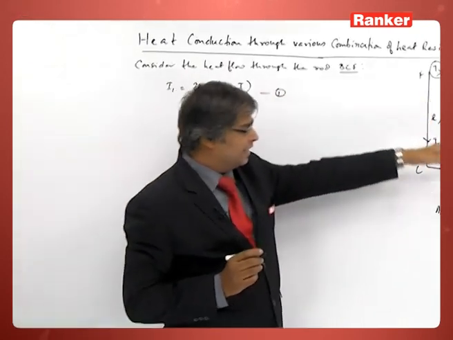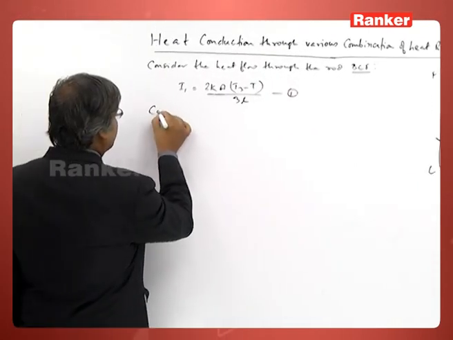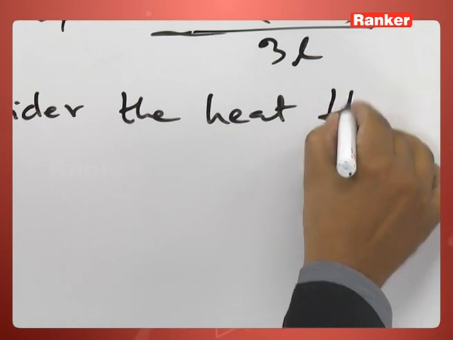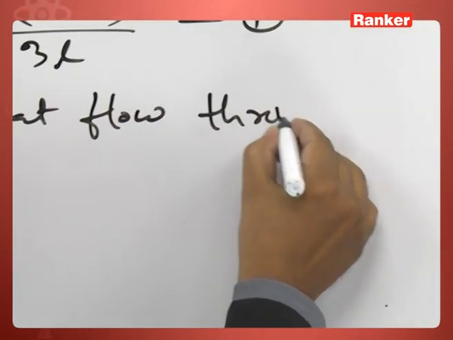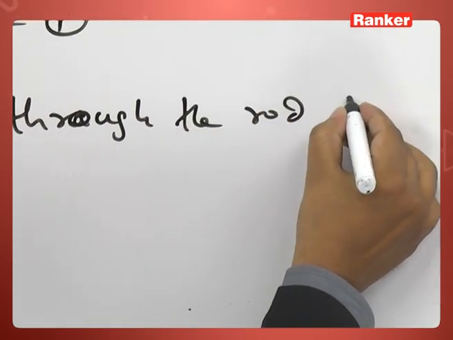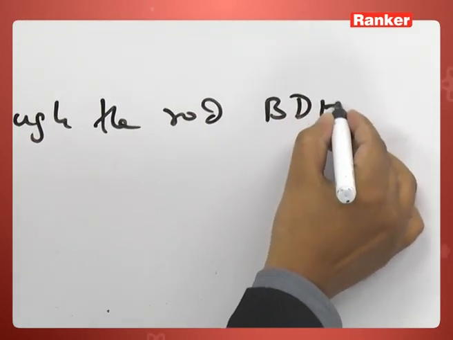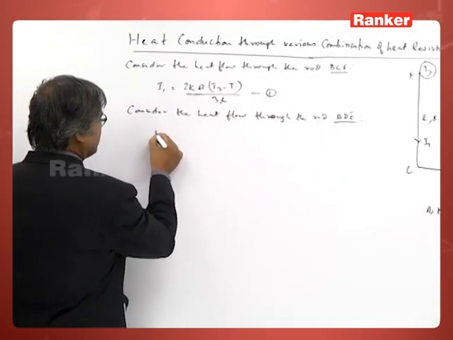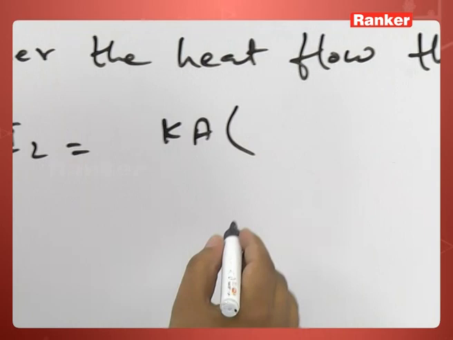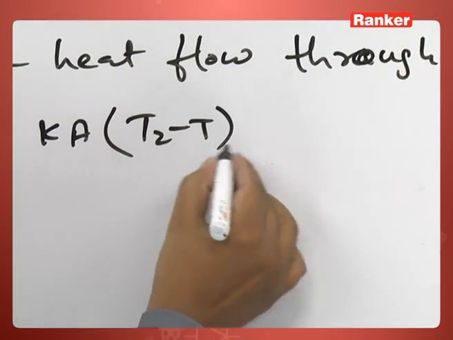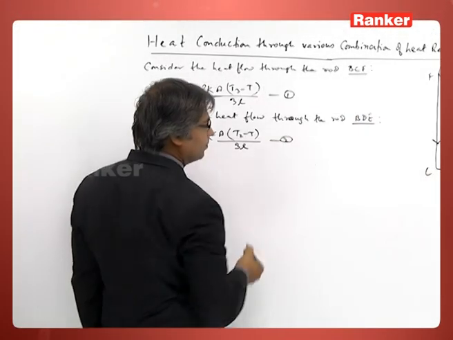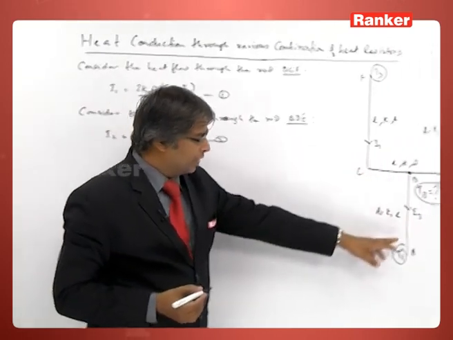Similarly, I will consider the EDB rod. So, consider the heat flow through the rod BDE. The heat current is I2, that is equal to K A into the temperature difference T2 minus T, divided by again the length 3L by 2. So, this is equation 2. Now, the heat flow is I3.